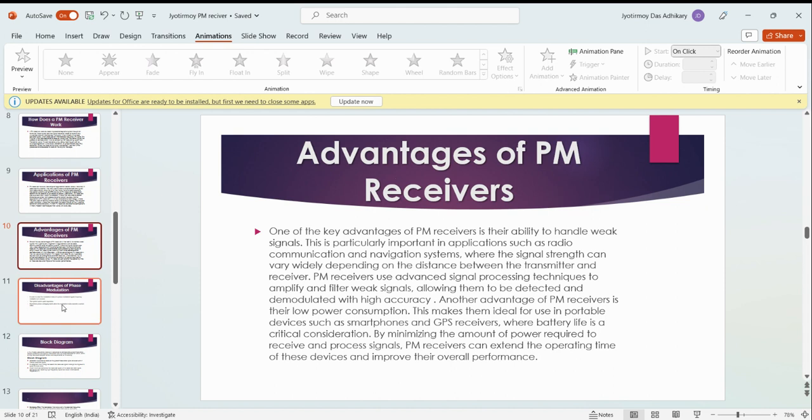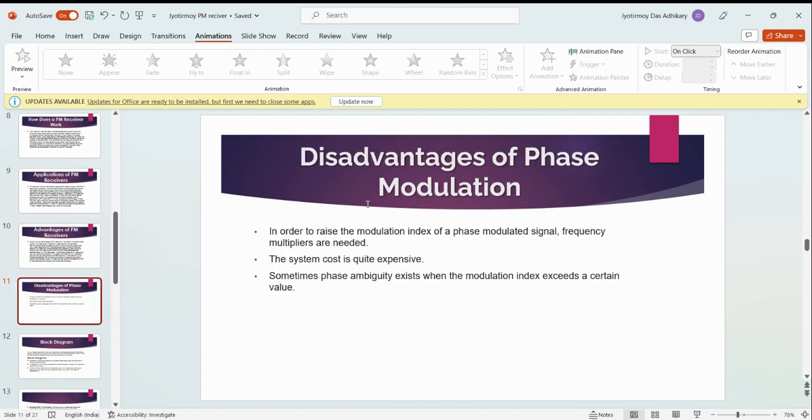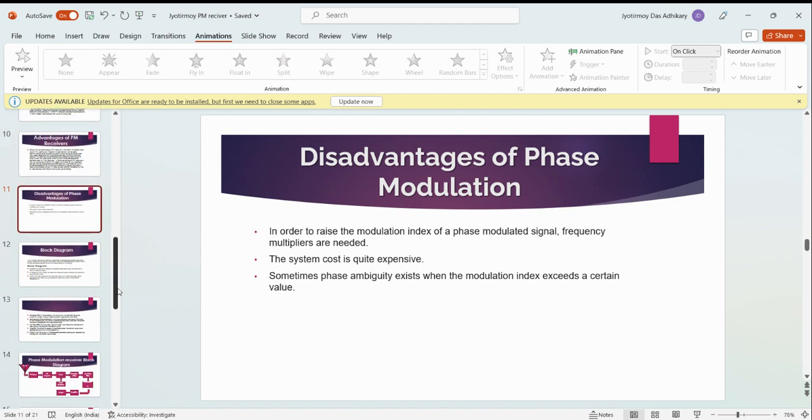Advantage of PM receiver, and then disadvantage of PM receiver. This system costs are quite expensive. That is the disadvantage of PM receiver. And then block diagram.